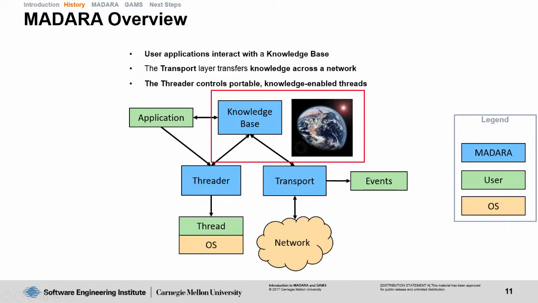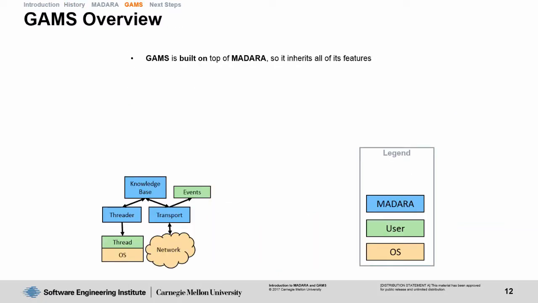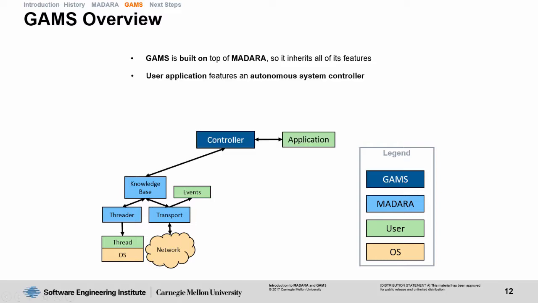The threader controls portable, knowledge-enabled threads. This allows you to have an executable unit with quality of service attached to it that also provides you with a knowledge base. GAMS is built on top of MADARA, so it inherits all of its features. You can see that as part of the GAMS process, you're going to interact with a knowledge base, a threader, and a transport, just like you did programming a standard MADARA application.